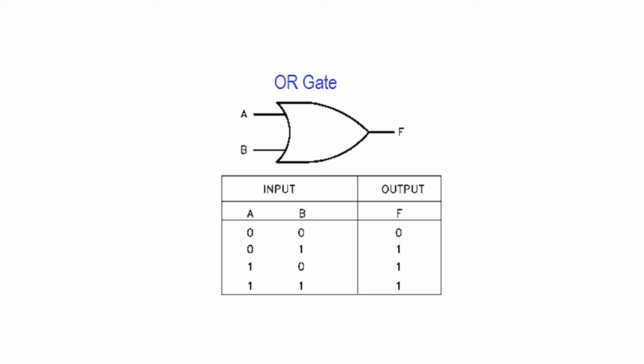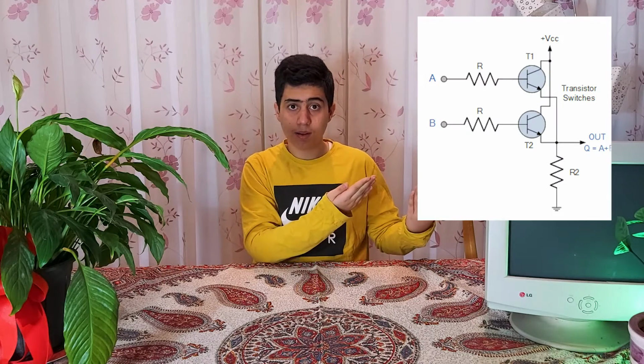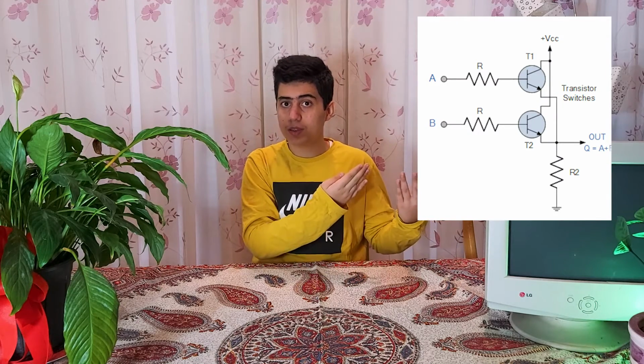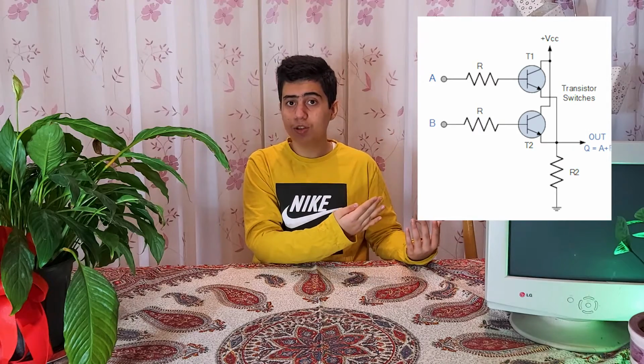Now, an OR gate is very simple as well. What it's basically saying is that we have two inputs. Whether one of them is true or both of them are true, we'll have a true output. The only situation where we don't have a true output is when both of them are false. And here is the OR gate represented by transistors.